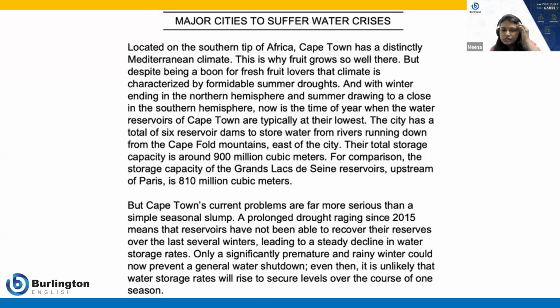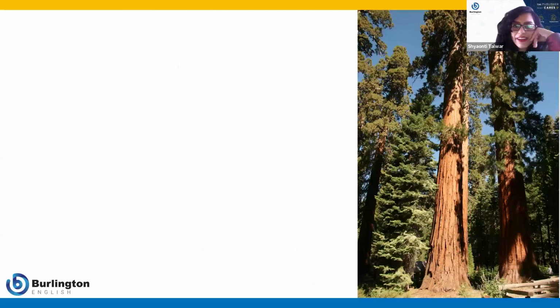So we've got a few responses now. Formidable summer, being a boon, distinctly Mediterranean. Drawing to a close, storage capacity. Very nice. Thank you so much. Being a boon. Thank you. Yes. Also some more which are simpler. Yeah, drawing to a close was mentioned, characterized by seasonal slump, water shutdown, right? So this could be an effective activity.